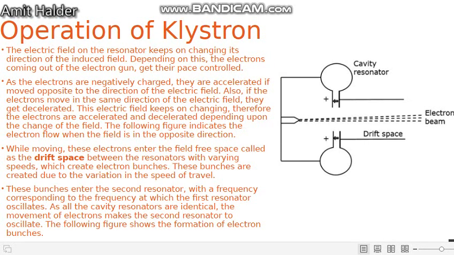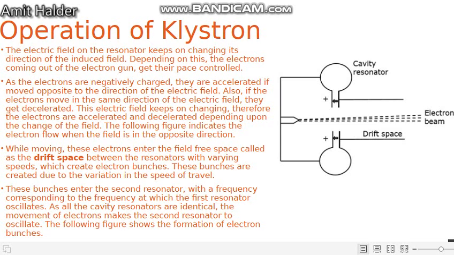So what is the operation of a klystron? The electric field on the resonator keeps on changing its direction of the induced field. Depending on this, the electrons coming out of the electron gun get their pace controlled. So there is a cavity resonator on both sides. They will find the drift space between the resonators and the varying speed to create electron bunches. These bunches are created due to variation of the speed of travel.